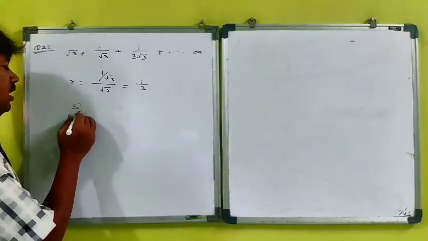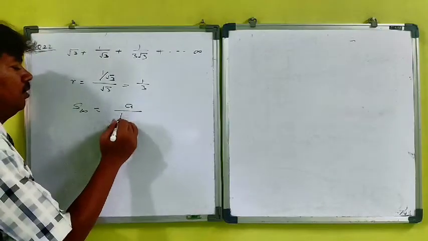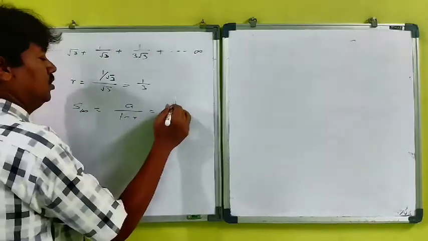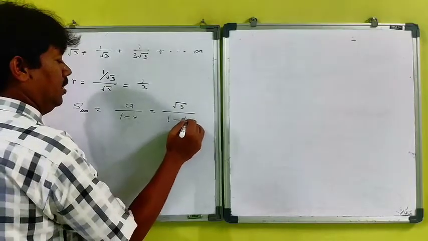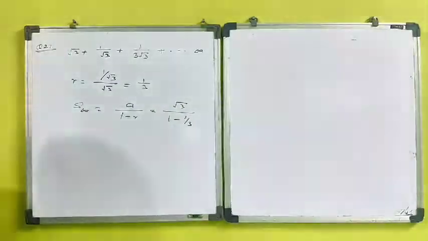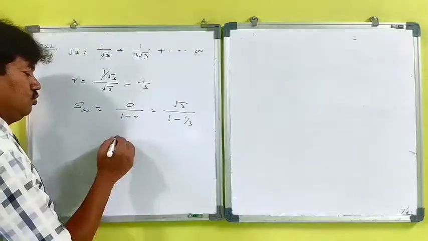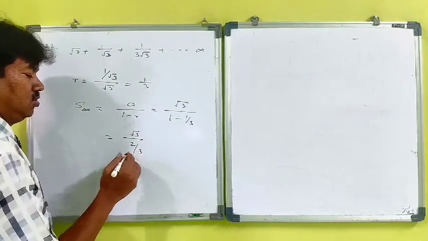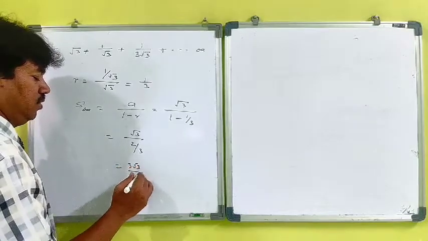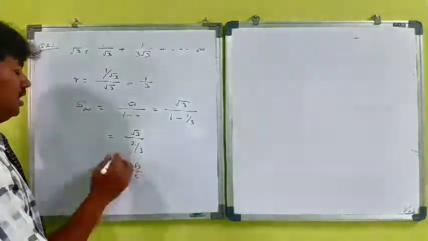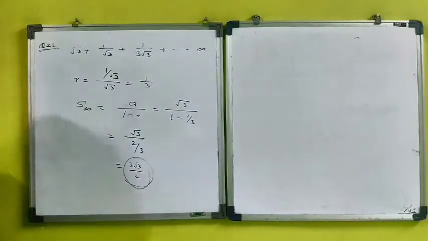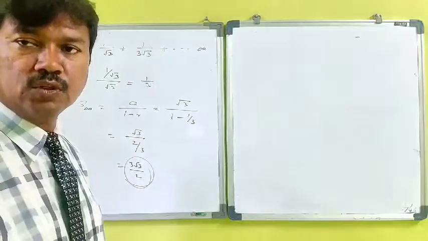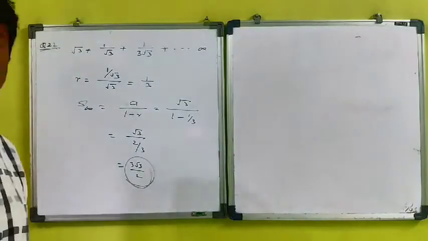So by the formula, S infinity is A upon 1 minus R. That is root 3 upon 1 minus 1 upon 3. And that gives you 3 minus 1 is 2 by 3. It is 2 upon 3. So that is 3 root 3 upon 2. So the answer for the sum of the infinite series is 3 root 3 upon 2. That's it.